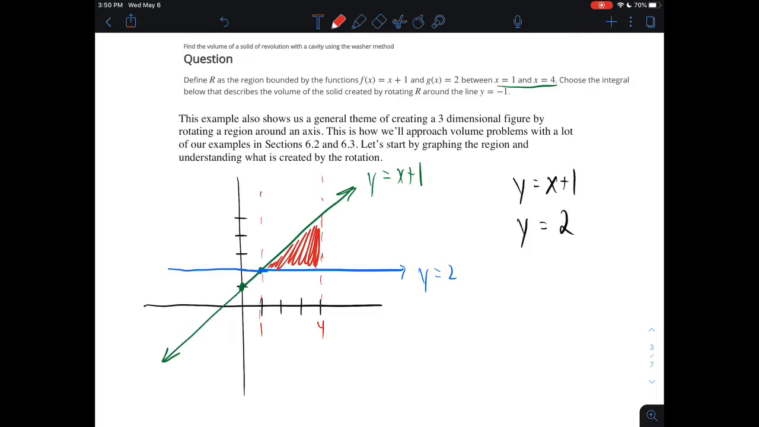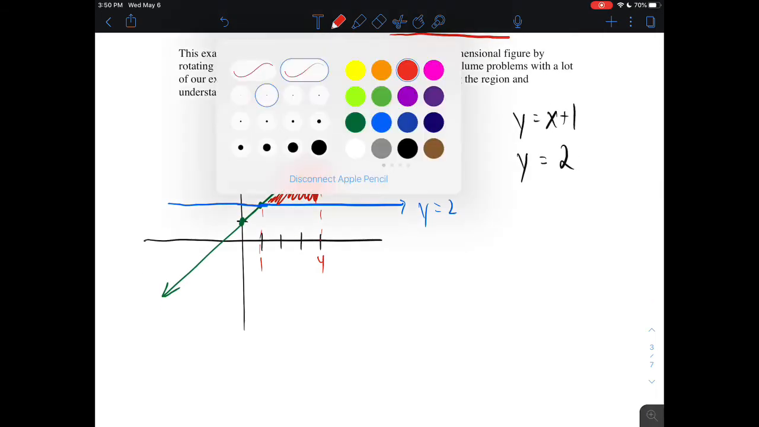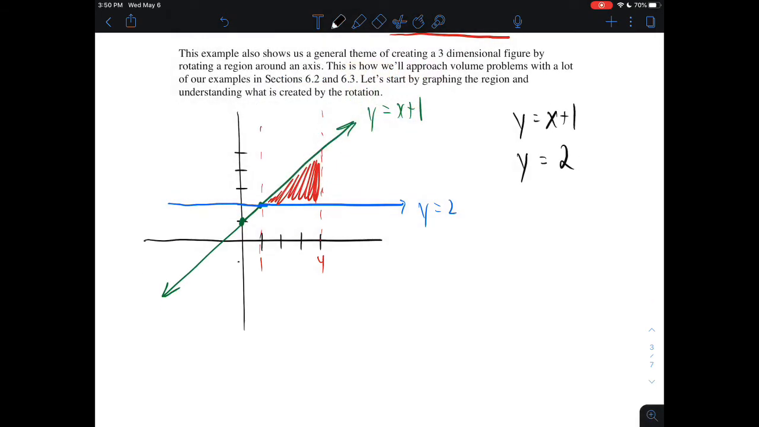And I want to take that region and rotate it around the line y equal negative 1. The line y equal negative 1 would be down here. So this becomes actually what we call the axis of rotation. The axis of rotation is y equal to negative 1.